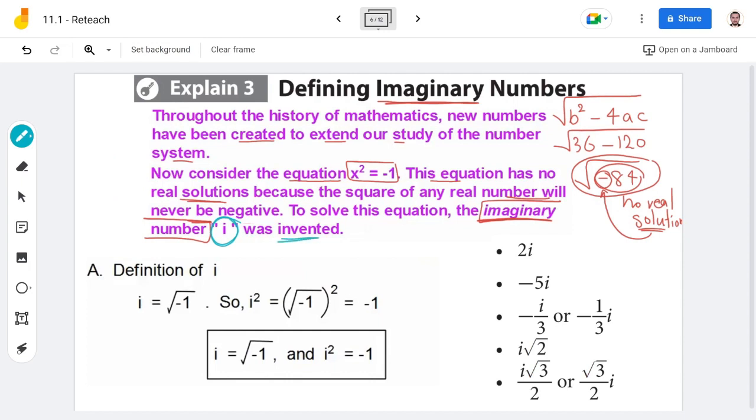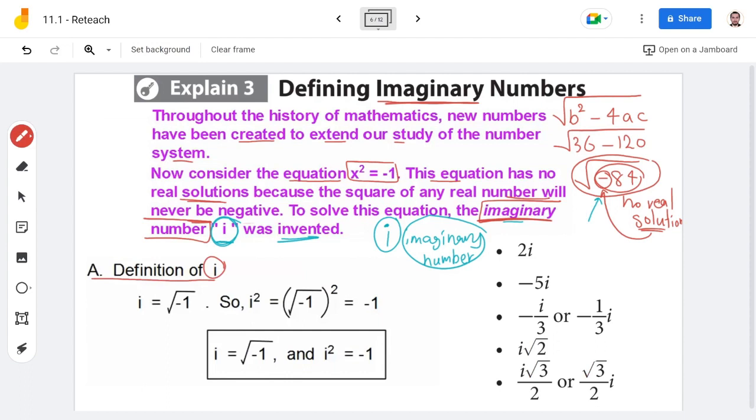To expand our study, we don't need to write no real solution if I have a negative number. So we created, or invented, something called i. This i represents the imaginary number. So i means imaginary number. Now, what's the imaginary number? Let's see the definition of it. What's the definition of i, the imaginary number?